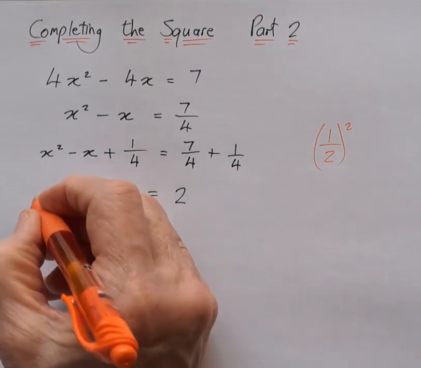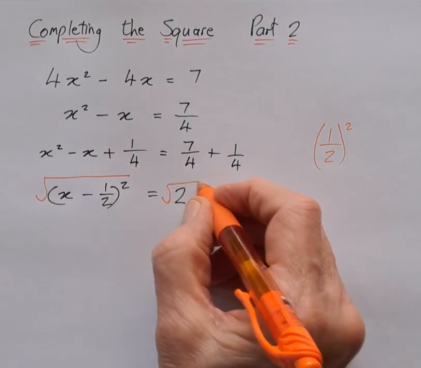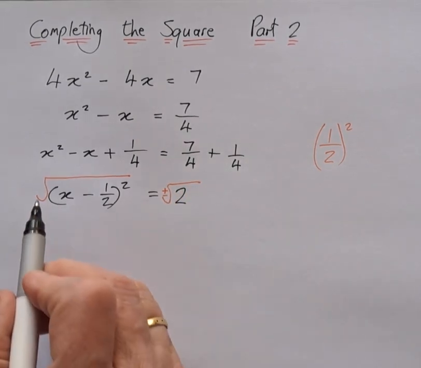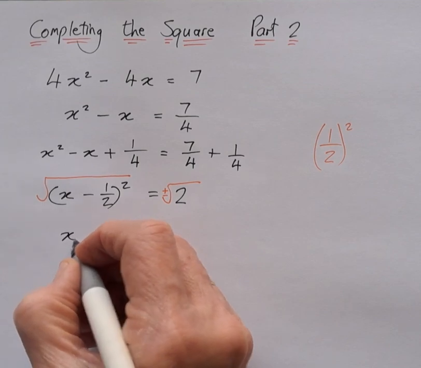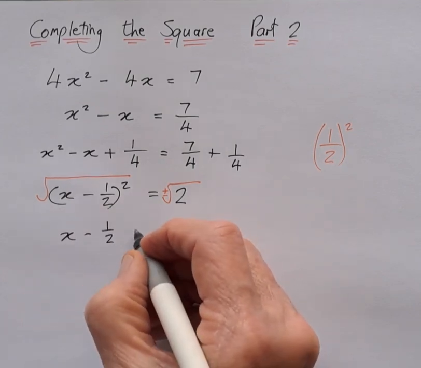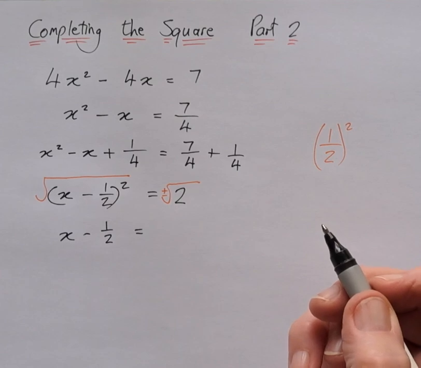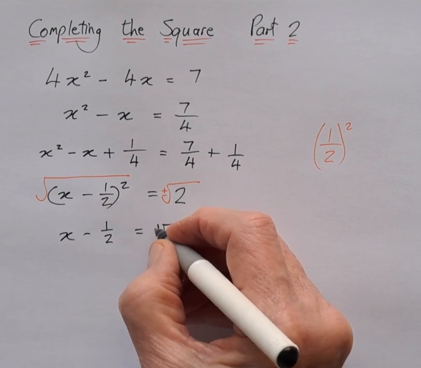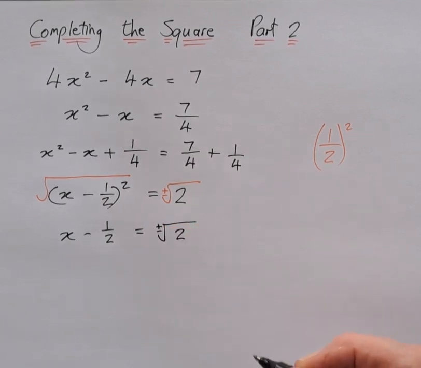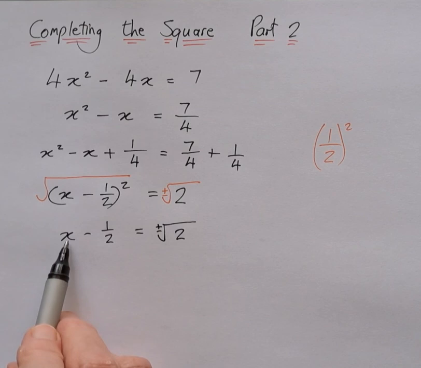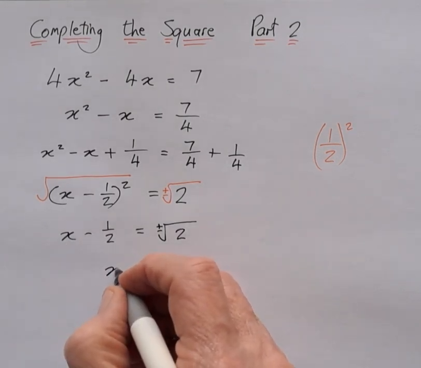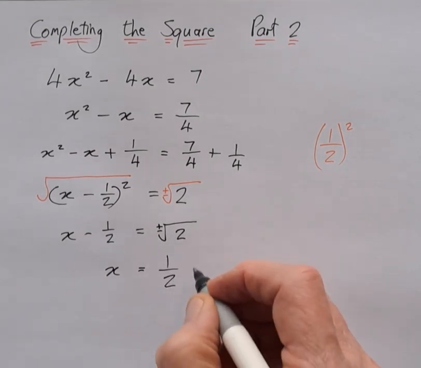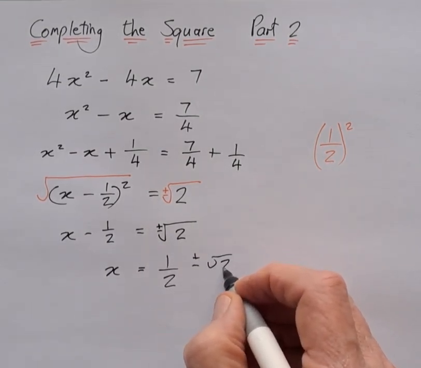Then remember, to get rid of this bracket squared, we're going to square root both sides, and on the right hand side we must consider the positive or negative possibility. So square rooting something squared is just going to leave me with what's inside. And this I can't simplify because 2 is not a perfect square. So I'm going to leave it as plus minus root 2. All I need to do now is to isolate my x, keep it on its own on this side. So x is equal to, the minus a half is going to come across and become positive a half. And I still have plus minus root 2.